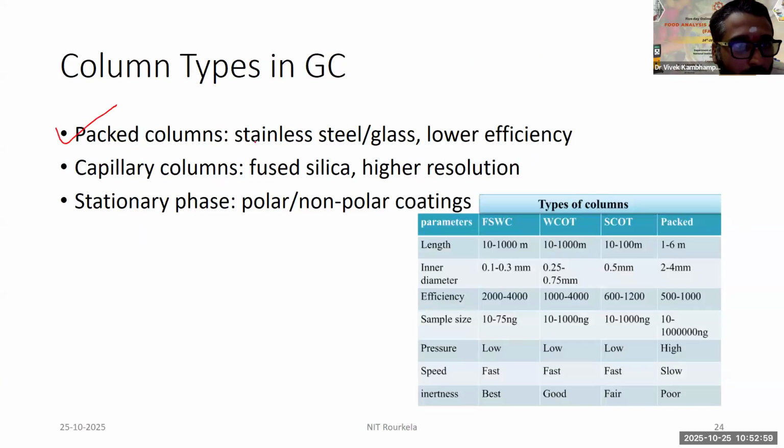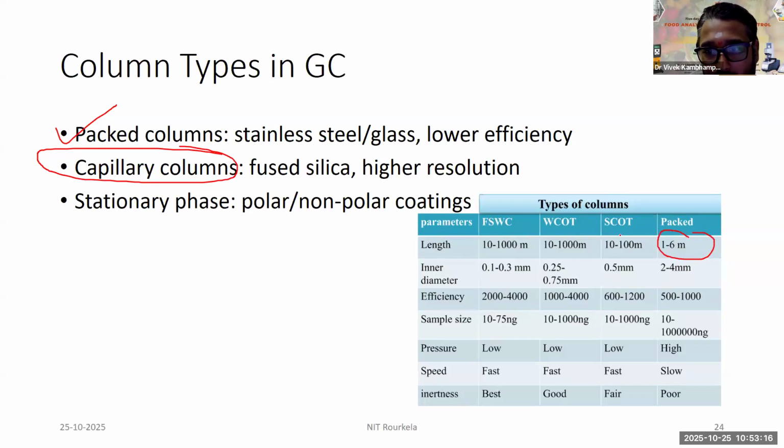Packed column. Capillary column is being used commonly. Okay. See here in the different types of columns, the lengths of the columns will be different. In the packed column, 1 to 6 meters. In the SCOT, different types of columns are there.